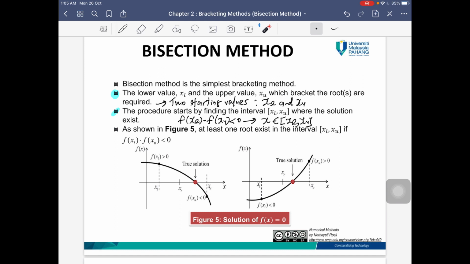Or the other way around, your function may behave like this, where your lower limit gives you f(x_l) negative and your upper limit gives you f(x_u) positive. Multiplying these two also gives you a negative value. So it means that we can start our bisection method by using this x_l and x_u because these two bracket our roots, because this interval guarantees that we will meet one solution.